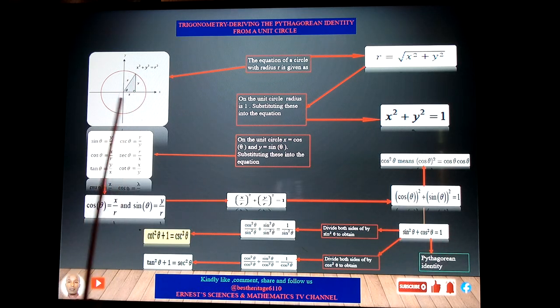So this is referred to as a Pythagorean identity, and this is in relation to the relationship that exists between theta and the ratios of the sides of this right triangle that I've mentioned in this specific case.